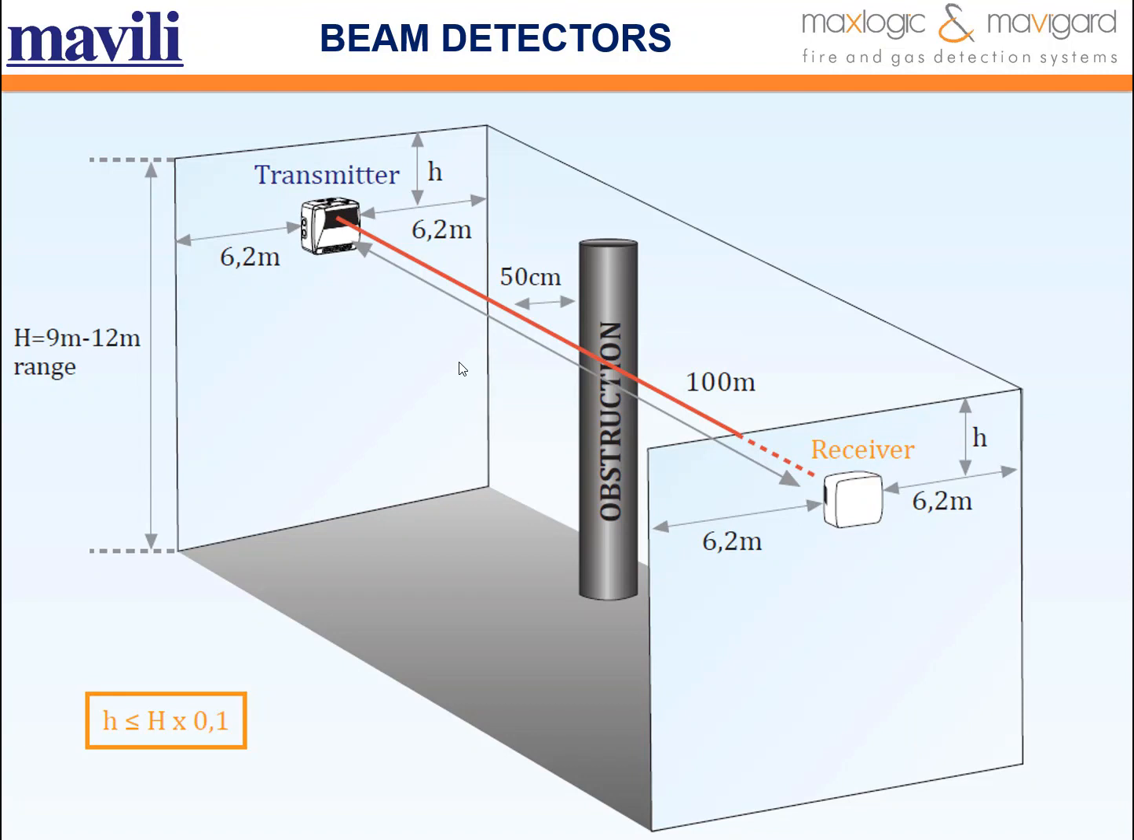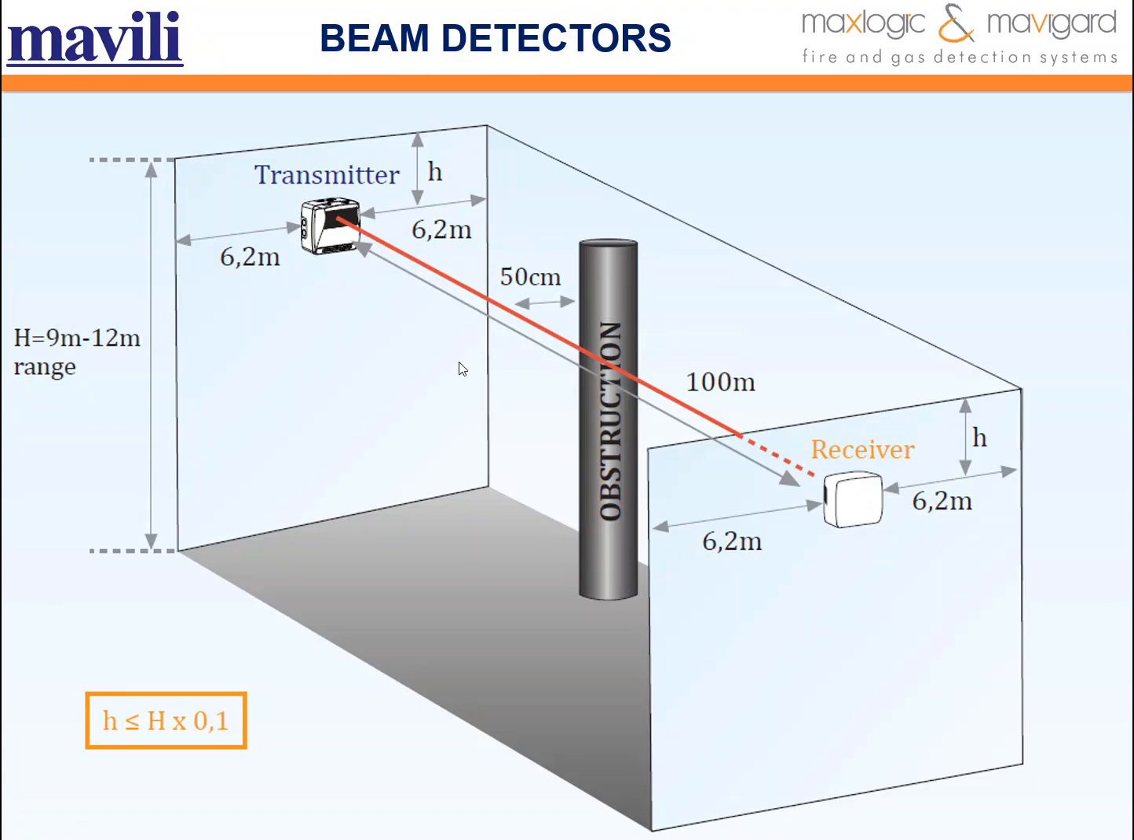The beam detectors in the projects in the area should be installed at a height between 9 meters and 12 meters. When the detectors are not within 10% of the zone, the maximum horizontal distance between two detectors is 25% of the installation height. Additional angle beam detectors can be considered suitable if the detectors are ceiling mounted and there are concerns about the effect of stratification.